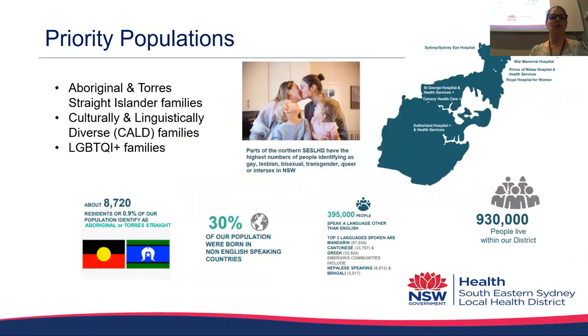I just wanted to touch on the priority populations across Southeast Sydney. We have a really diverse population. 1% of the population identifies as Indigenous. 42% of the assessed population speaks a language other than English. And navigating the health system is challenging, even more so when historically there's a lack of trust in the system, or you have to navigate from a non-English speaking background.